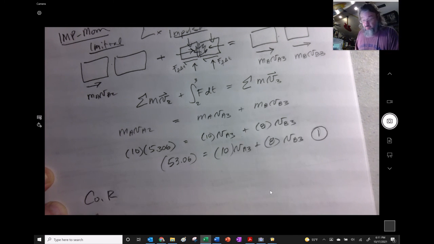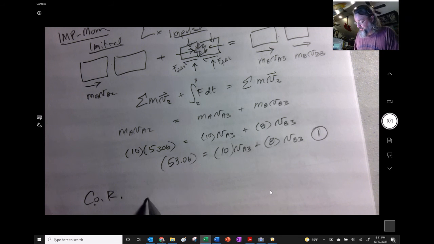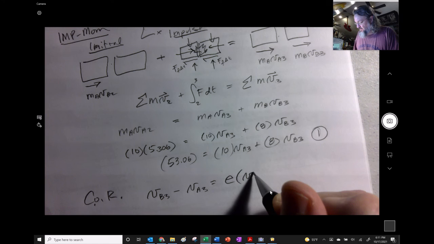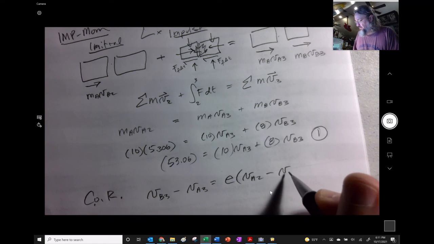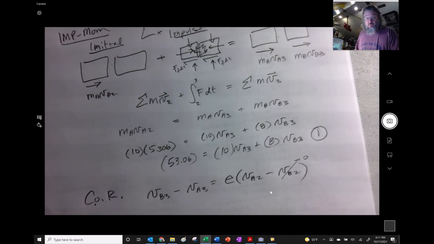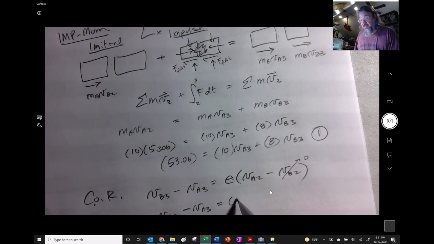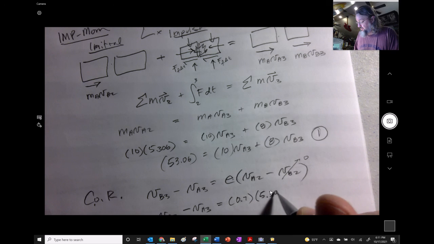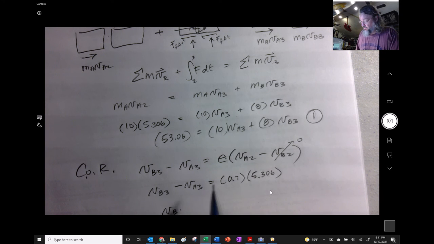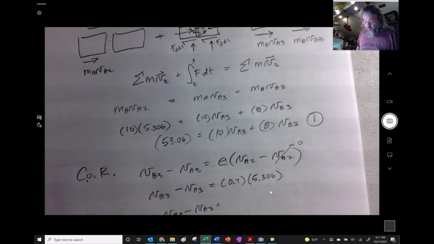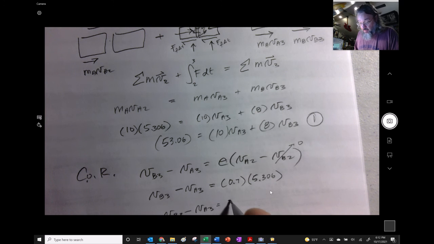Then you use the coefficient of restitution. For this one, we're going to go VB3 minus VA3 is equal to E times, make sure we swap these now, VA2 minus VB2. We know that's 0. So we get VB3 minus VA3 is equal to 0.7 times VA2, which we found was 5.306. So VB3 minus VA3 is equal to 0.7 times that, and I have 3.714, and that's equation 2.